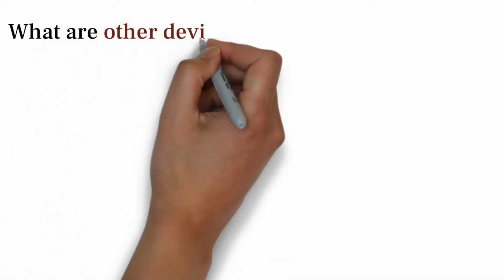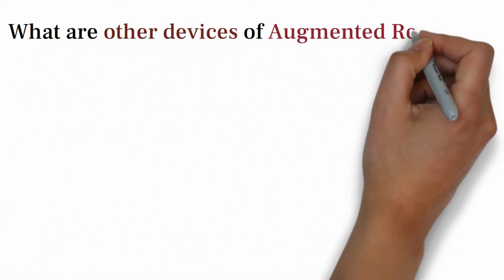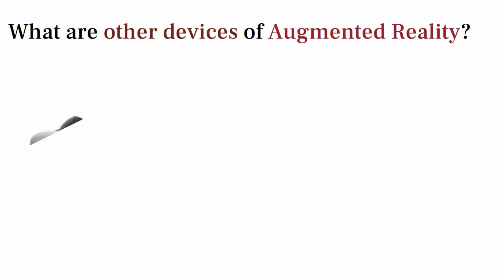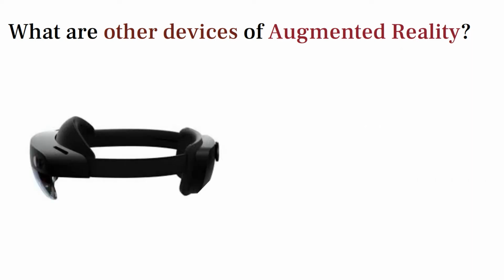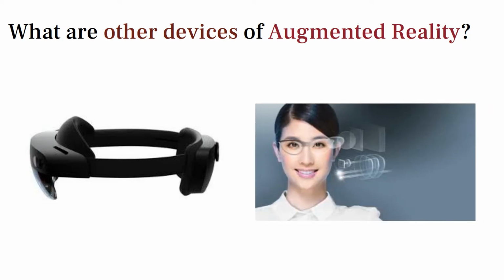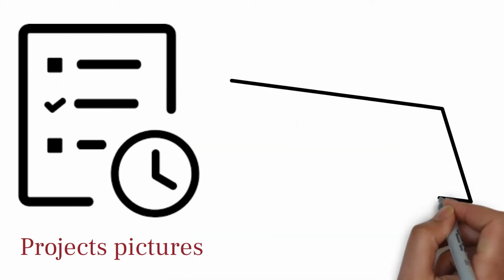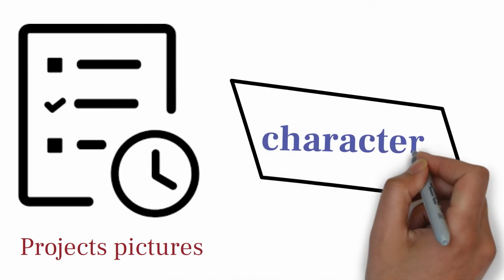What are other devices of augmented reality? Some latest devices of augmented reality include Microsoft HoloLens and smart glasses. Through these we see things, and augmented reality adds projected pictures and characters on the things we see.